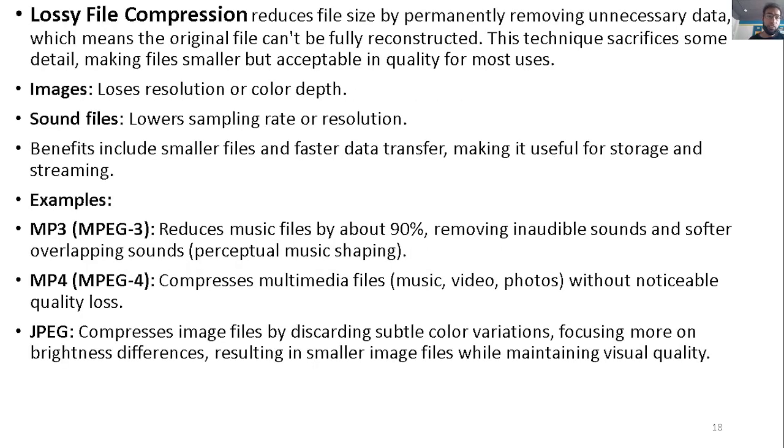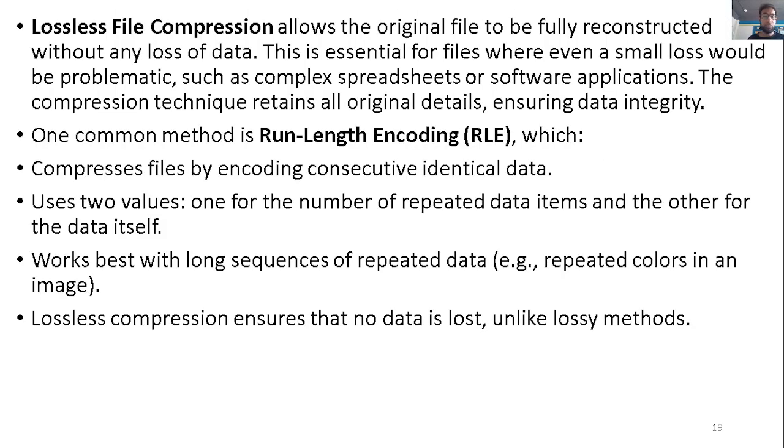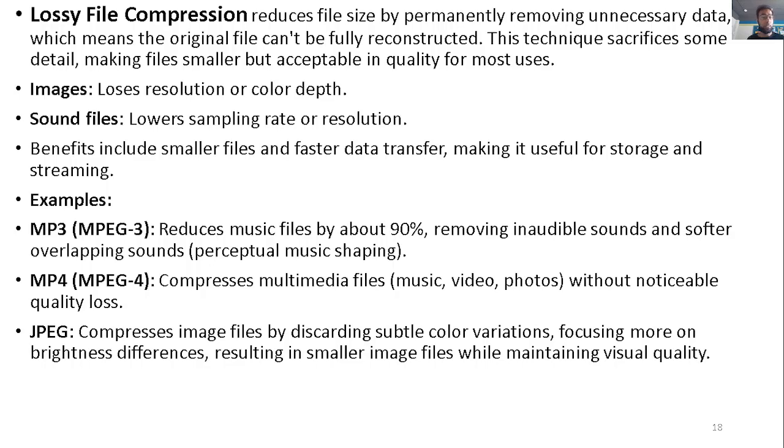And lossy file compression, we have already studied, permanently removes the unnecessary data. An image loses resolution or color depth. Sound files lose sampling rate or resolution. Benefits include smaller file size and faster data transfer. Examples are MP3, which reduces music files by about 90%, MP4, which compresses multimedia files, music, videos, and photos, and JPEG, which compresses image files by discarding different color variations and still maintains the visual quality.